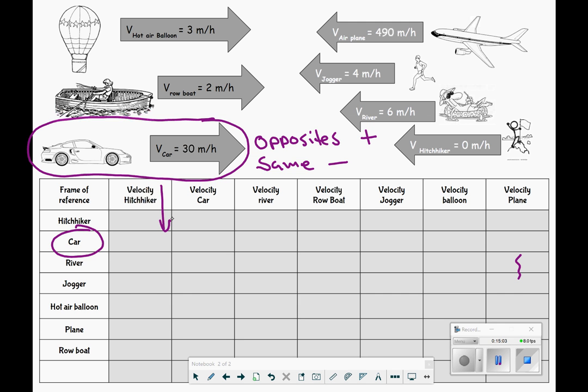So we're going to put this information. So the hiker is going at 0 meters per hour, and the car is going at 30. Actually, this is miles per hour. The car is going at 30 miles per hour, and the hitchhiker is going at 0 miles per hour. Now you need to look at the arrows. Are the arrows going in the opposite direction or the same direction? On these two, they're going in opposite directions. So opposites add. So we're going to do 30 plus 0 equals 30. Now you don't have to write 30 plus 0. I'm just making sure you know what the heck is going on.